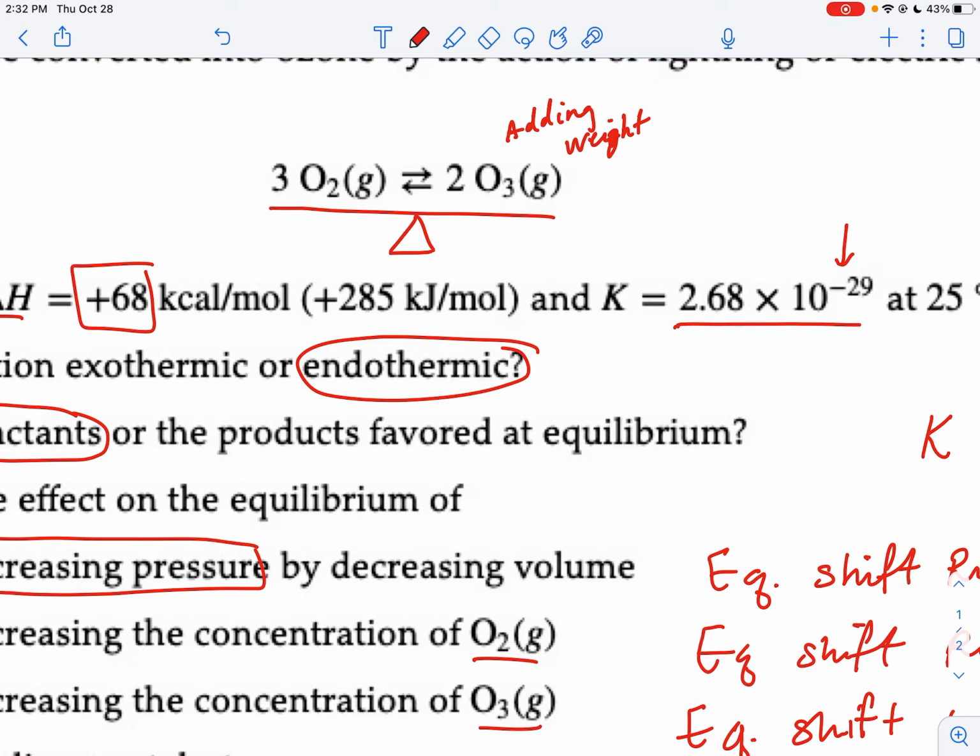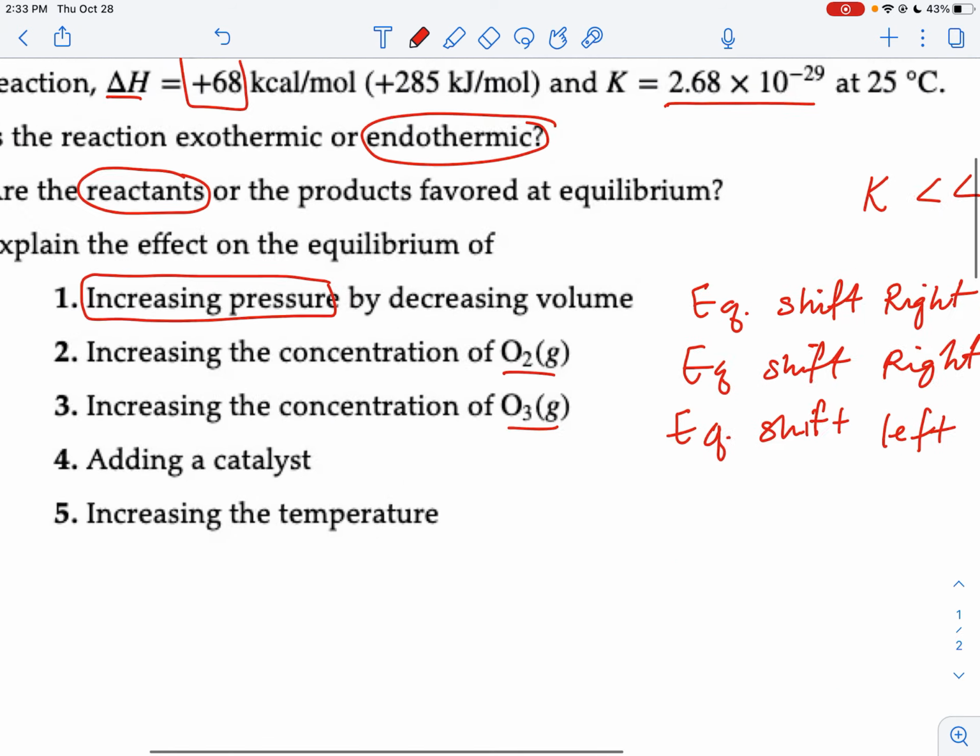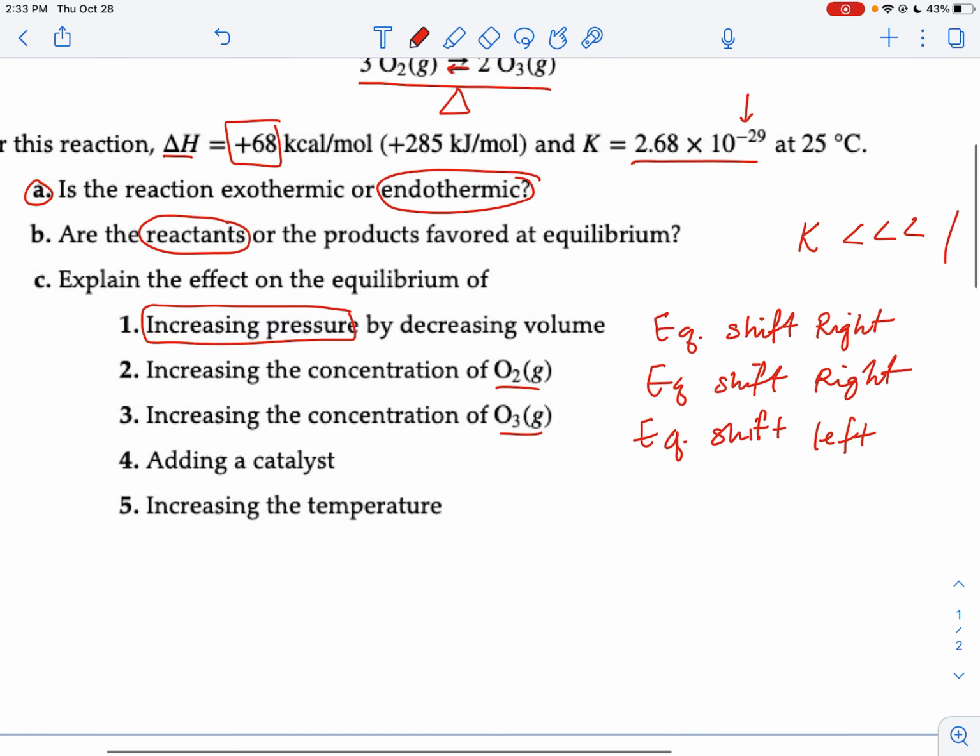So to get them even again, we would want to take some ozone and run this reverse reaction to make more oxygen. If we make more oxygen, we're going to add weight now to the left side, okay? And that would help restore the balance to even, okay? So that's why we say it will shift left, if you like that balance analogy.